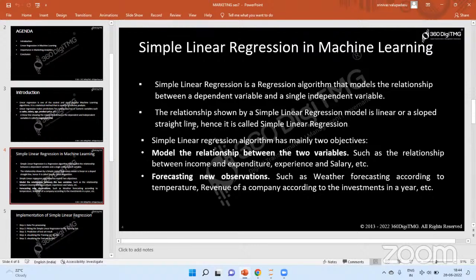Similarly, experience and salary: salary you can take as the dependent variable and experience as the independent variable. So we can find the salary based on the person's experience. Like persons having 2 years of experience, what will be their salary? Persons having 5 years of experience, what will be the salary, etc.